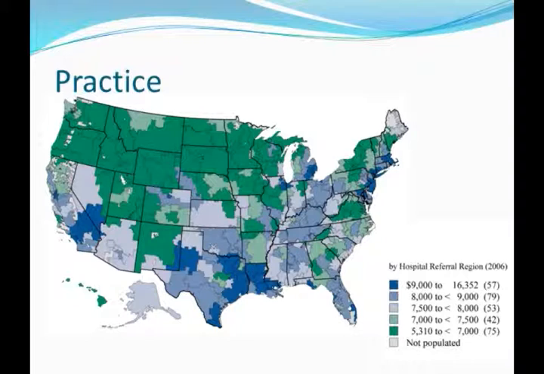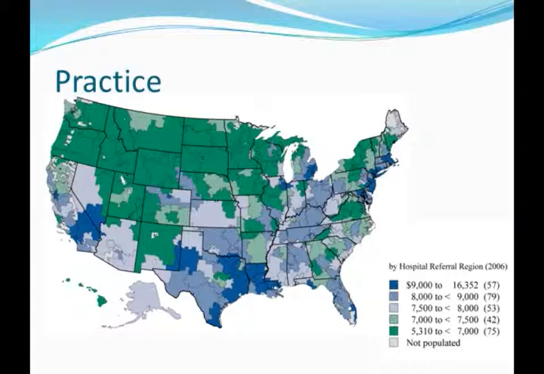Another area where there are considerations of variation is in practice patterns. This is from the Dartmouth Medicare Atlas, which is an analysis that was done about local variations or regional variations in healthcare delivery.